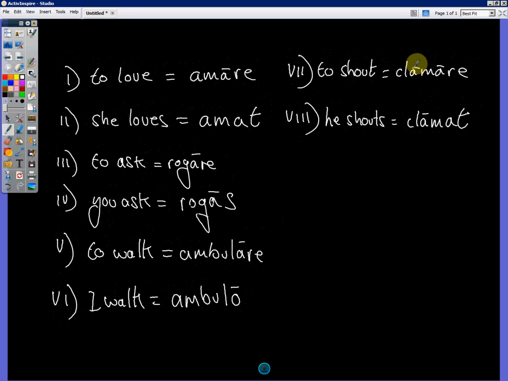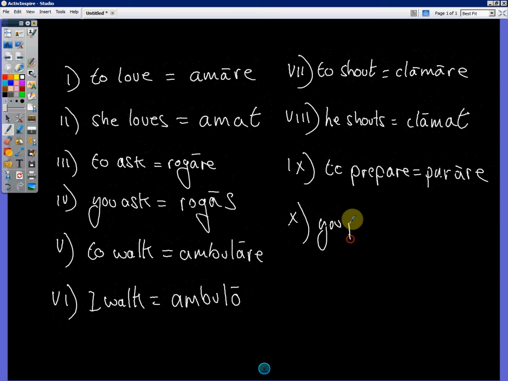Next one, number 9, was to prepare: parare. Next one, number 10, was you prepare. So we go to the infinitive, we take off the RE, para. The macron remains because it's S on the end: paras, you prepare.